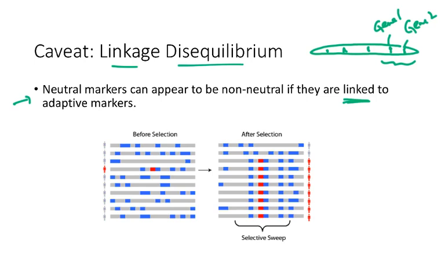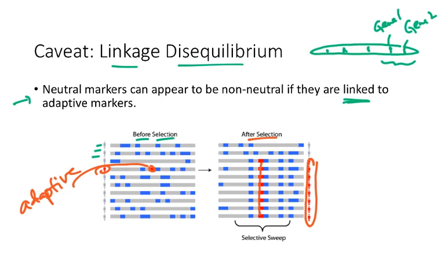So say each of these lines is a different person. On the left, we have what their chromosomes look like before selection. This region here in red is actually an adaptive marker. Just like we said, natural selection affects adaptive markers. So after selection happens, we see that adaptive marker is much more common in the population. Before it was only in one person, now it's in 1, 2, 3, 4, 5, 6, 7, 8. So a large proportion of the population now has this adaptive marker.